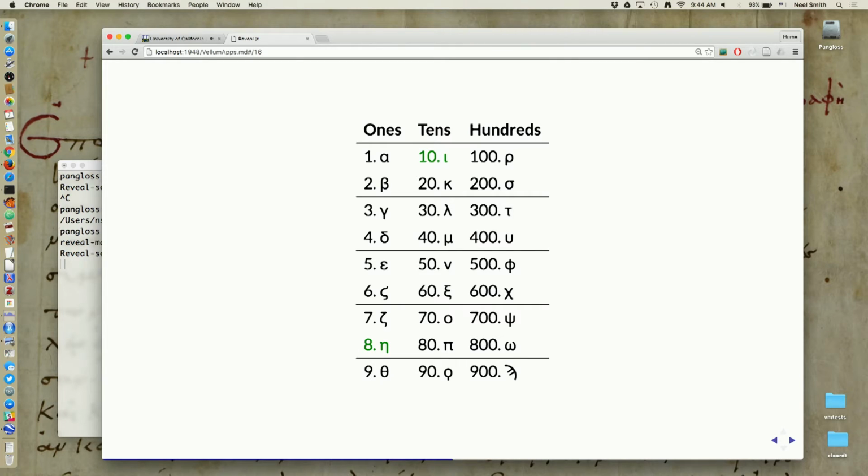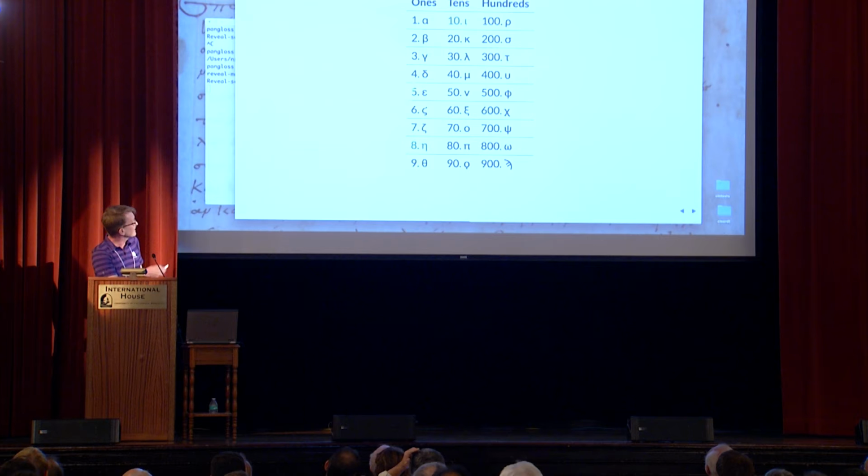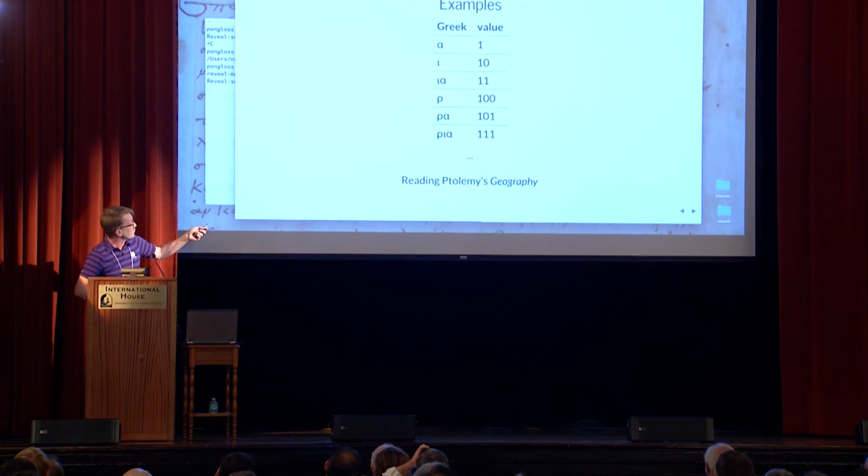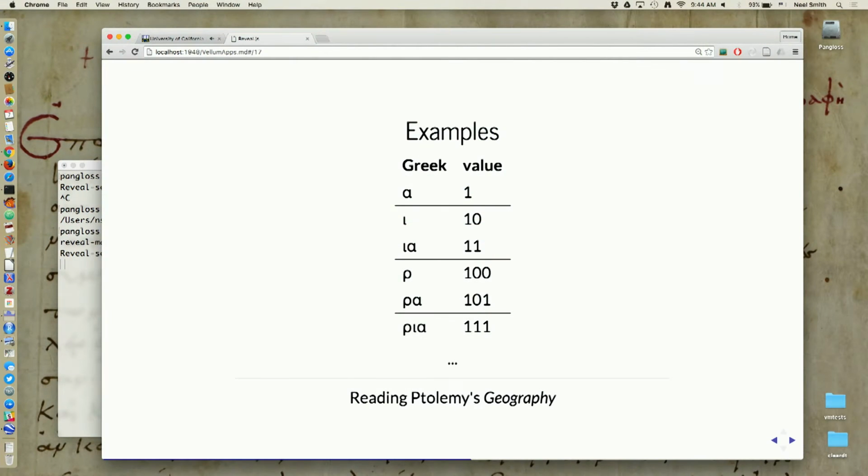Here's how you write numbers in Greek. They use the alphabet sequence. So first 9 digits with a couple of extra characters because they didn't actually have 27 characters. It's a place value system. So the first 9 in the sequence are the ones column. The second 9 are the tens values. The third 9 are the hundreds values. And you combine them left to right. If alpha is 1, iota is 10, then iota alpha is 11.